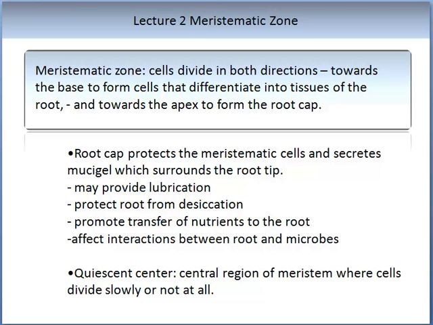The root cap protects the meristematic cells and secretes mucilage, which surrounds the root tip. This may provide lubrication, protect the root from desiccation, promote transfer of nutrients to the root, and affect interactions between the root and the microbes. The quiescent centre is a region of meristem cells which divide slowly or not at all.